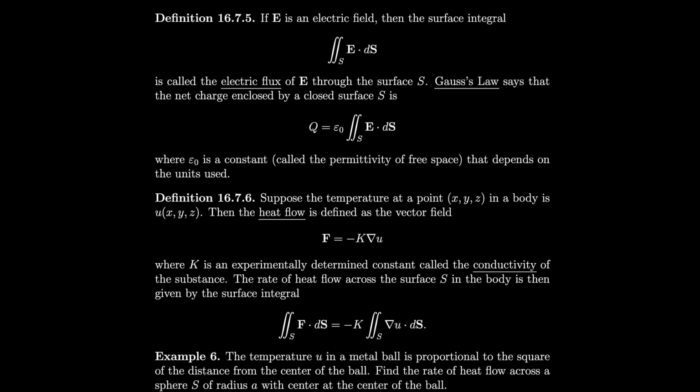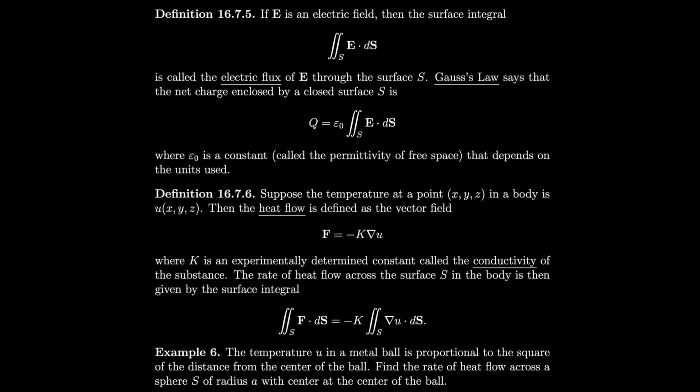Another application is if we have the temperature at a point x, y, z in a body as U of x, y, z, then our heat flow will be defined as the vector field F equal to minus K times del U, where K is an experimentally determined constant called the conductivity of the substance. The rate of heat flow across the surface S in the body is then given by the surface integral of F dot dS equal to minus K times the surface integral over S of del U dot dS.